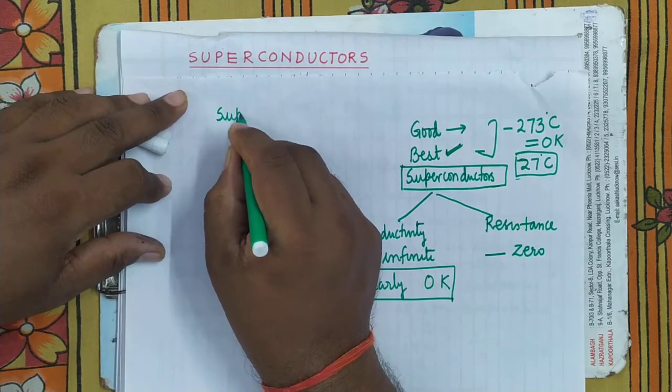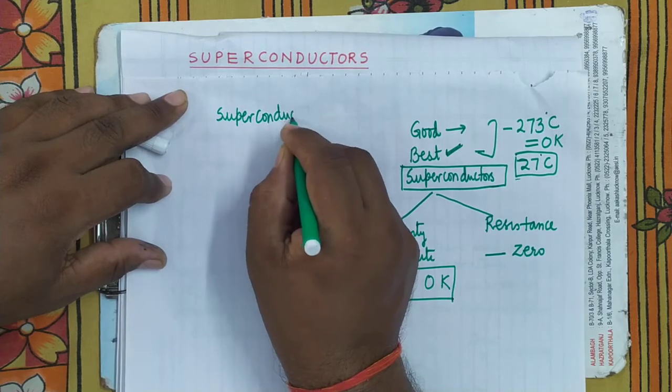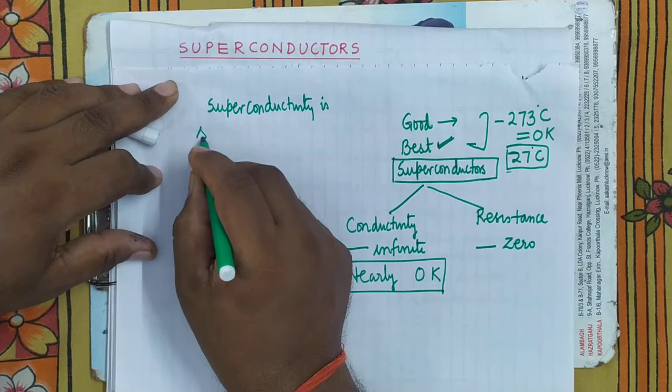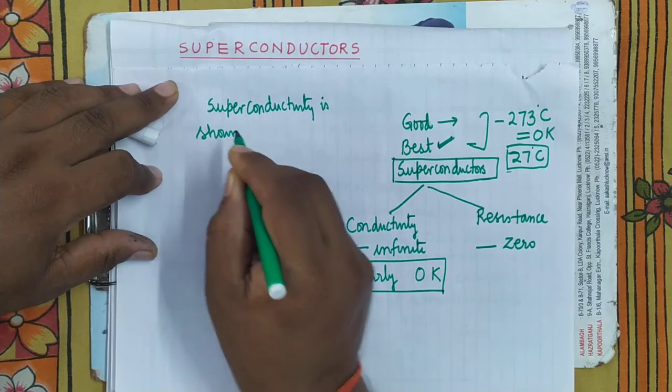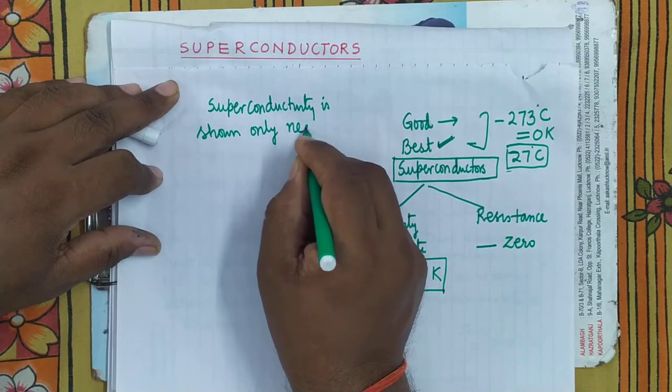Superconductivity is shown only near 0 Kelvin.